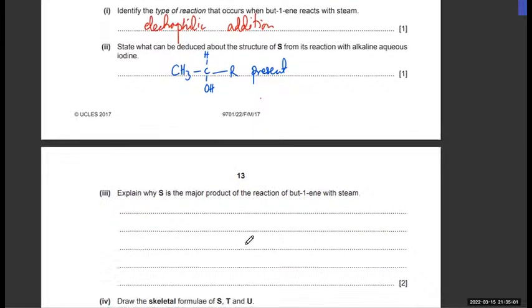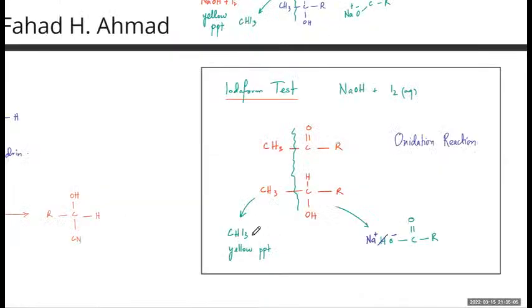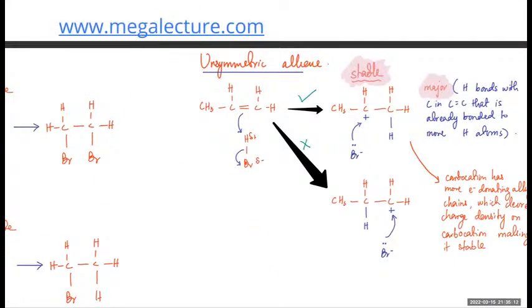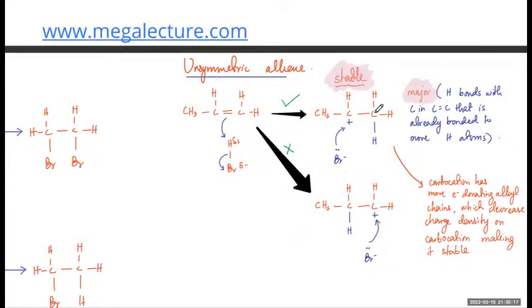अच्छा, फिर वो question आ गया major and minor product का. He's saying why is S the major product? So the reasoning was Markovnikov's reasoning. Why, in unsymmetric alkenes, does hydrogen bond with the carbon that's already bonded to more hydrogen atoms? Because the carbocation that is formed is surrounded by large groups. So it's got electron donating alkyl chains which decrease the charge density. So it's got a lot smaller charge density, which is why it is stable.